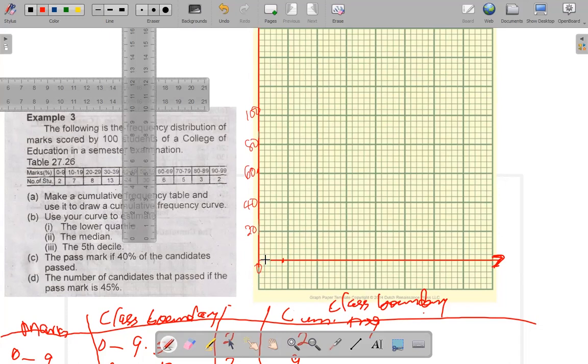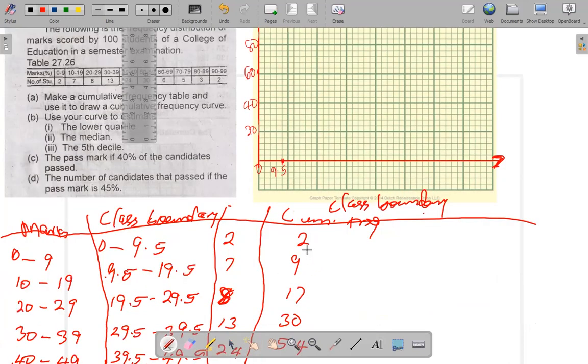Then I'll count 4 boxes, 1, 2, 3, 4. This one here gives me my 9.5. And what is the cumulative frequency there? The cumulative frequency is 2. We'll count and locate 2 on the y-axis. Now, if from here to here is 20, each of these tiny boxes will be, how many do we have? 1, 2, 3, 4, 5, 20 divided by 5, which is 4. Meaning each of these tiny boxes is 4. 2 will be half of it. So 2 will be in the middle here, and we'll get it there.